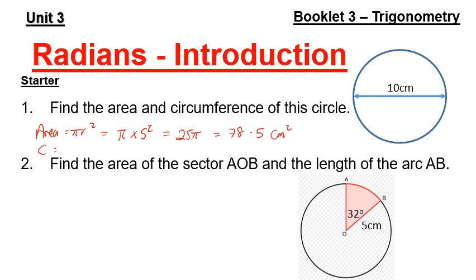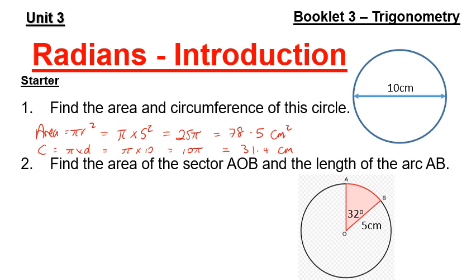For the circumference, we're doing pi times diameter, pi d. So for this question, it's pi times 10. So if you want to leave it in terms of pi, you can write 10 pi, or 10 times pi off your calculator is approximately 31.4, and that's measured in centimetres.